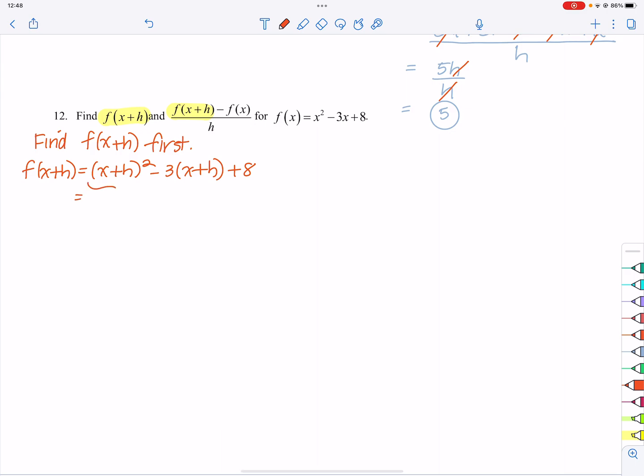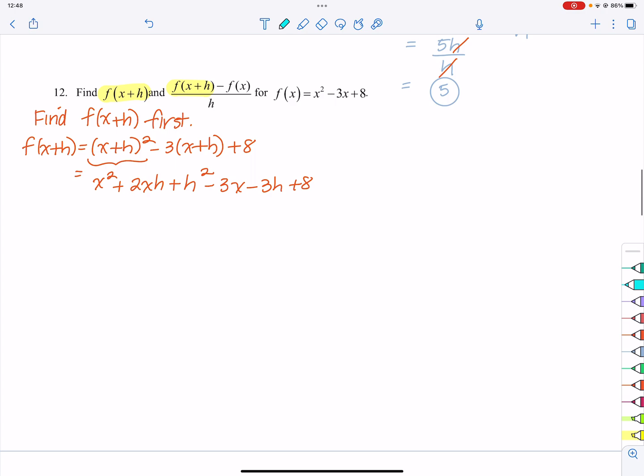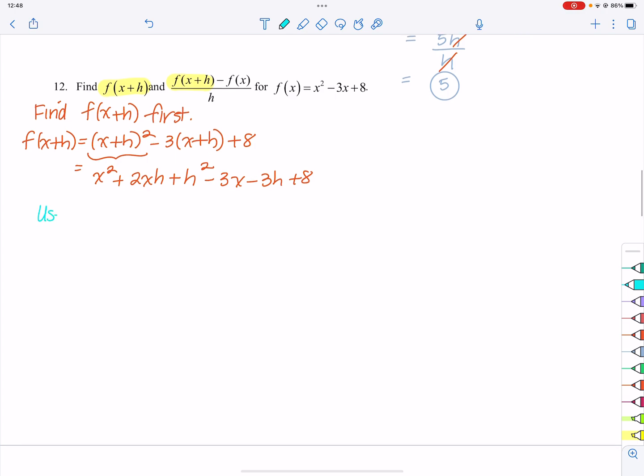Now we're going to square this binomial first. That's x squared plus 2xh plus h squared. So a little practice multiplying those binomials. And let's distribute that 3. And this is what we have. So there's not much that we can really simplify with this yet. All of the terms are different. But now let's go ahead and use our difference quotient.